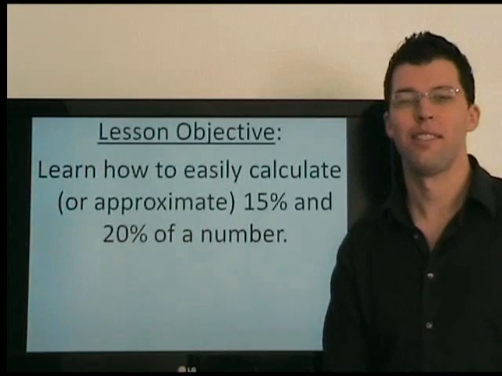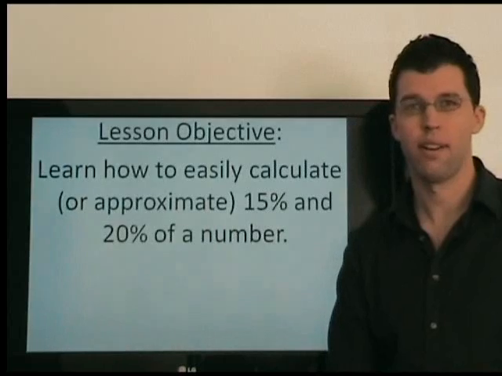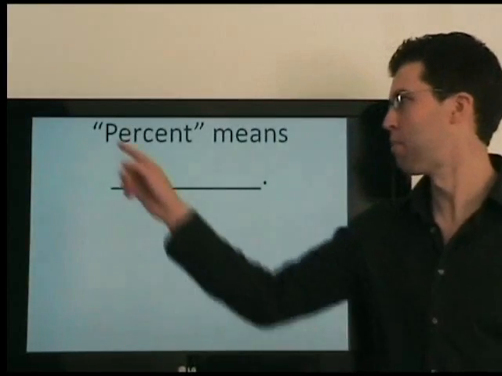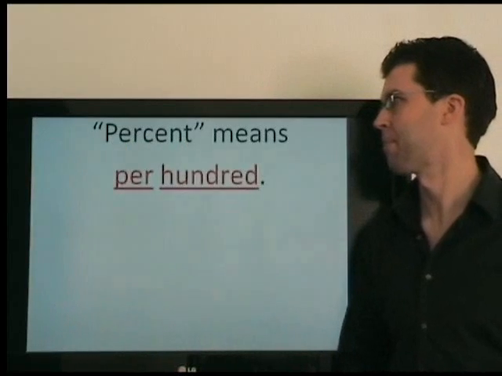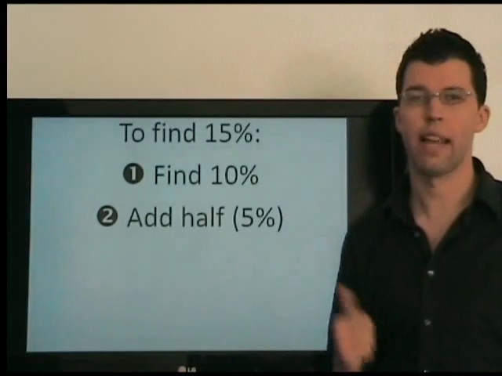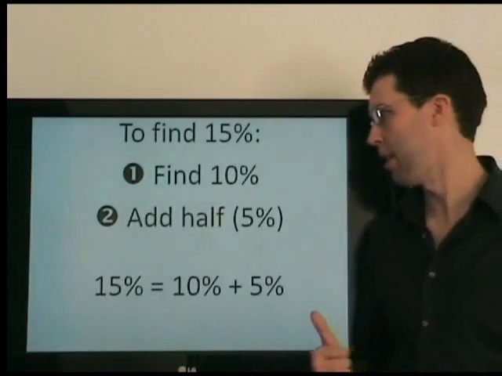Hi, the goal of this lesson is for you to learn how to find 15% or 20% of a number. Okay. Just to be clear, percent means per 100. To find 15%, we first find 10%, then add half. Right. Half of 10% is 5%.